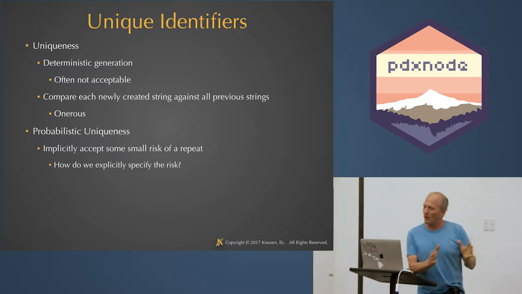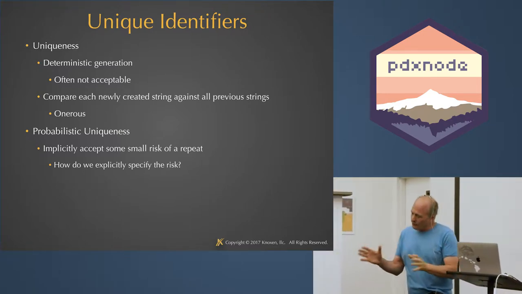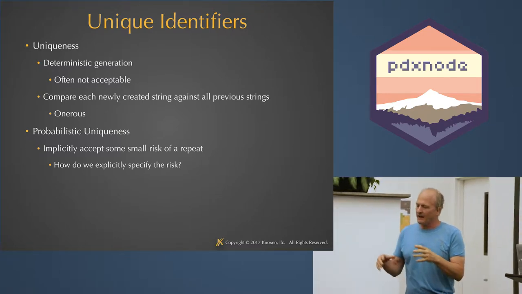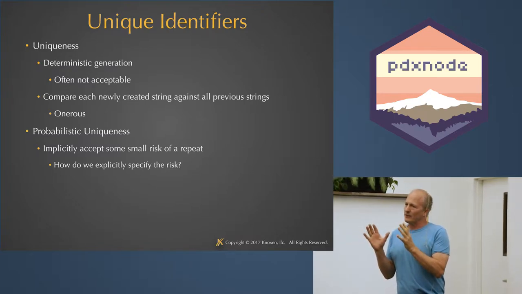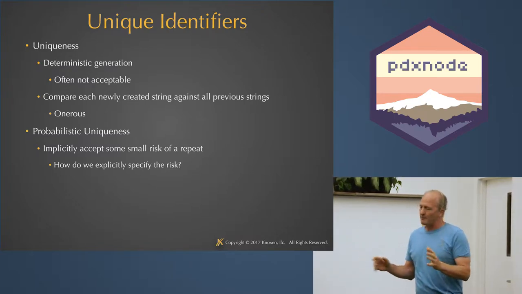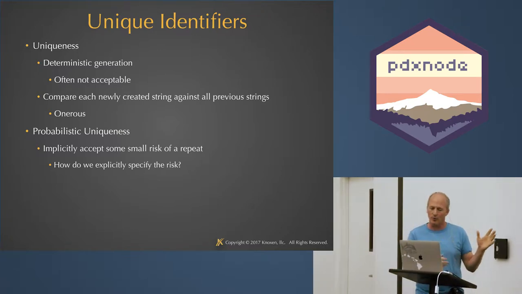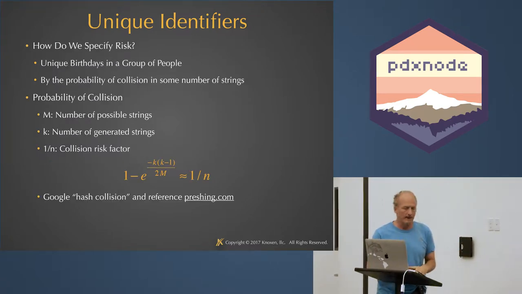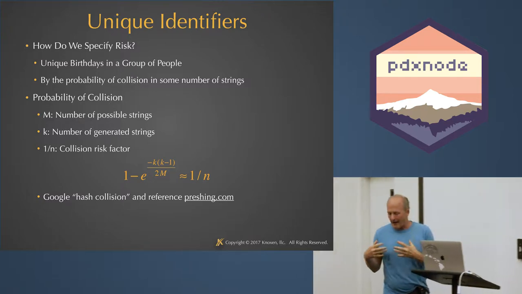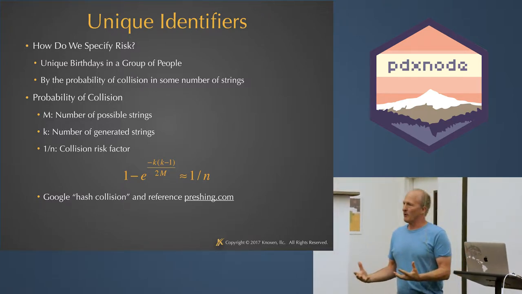We're going to get to a point where I'm going to go through some math, and I'll wave my hands at it. But the real thing is that at the end of this, I've got a library that makes it just as easy to use as that random string we had before, but it'll be explicit. Okay? To specify that risk, I'm going to start with the birthday problem.